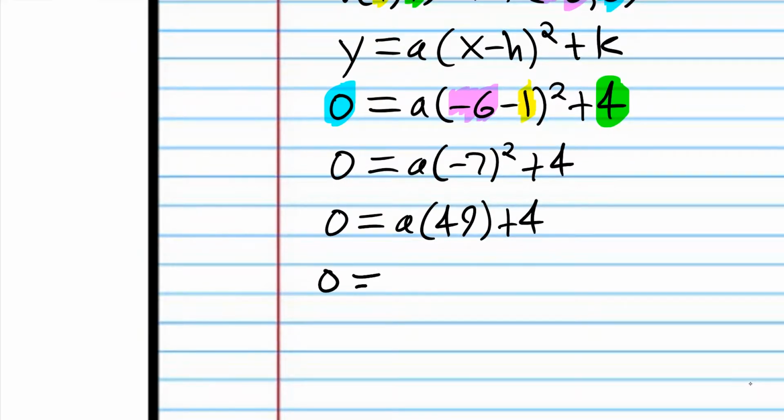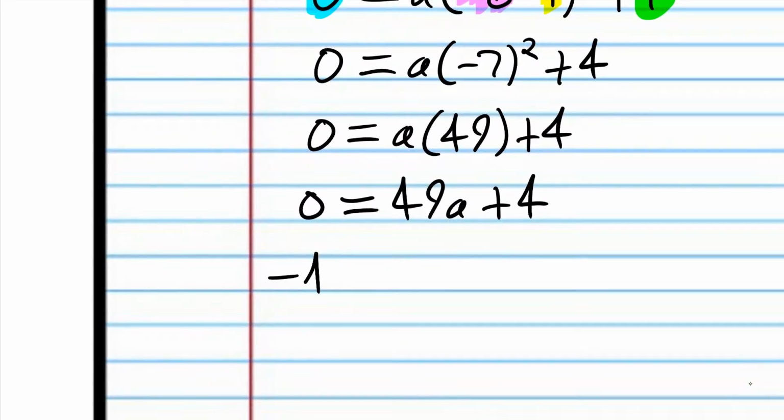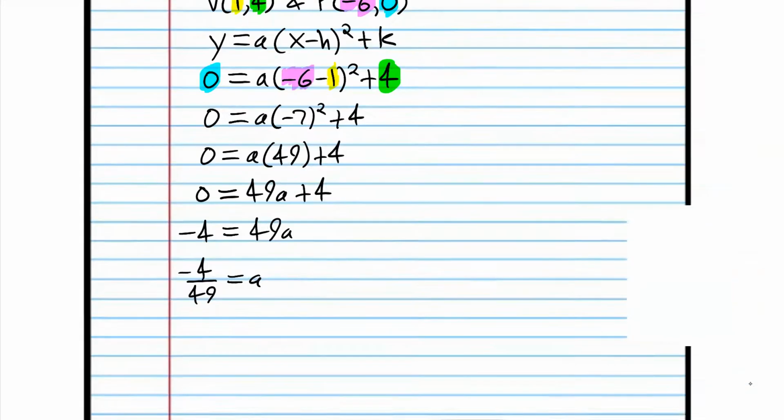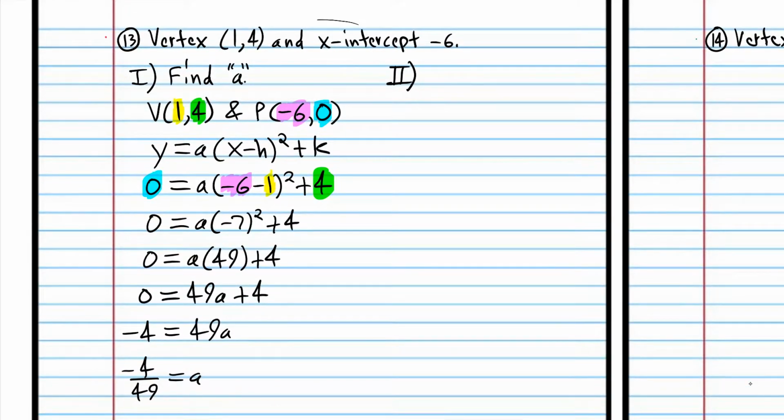And we really don't have to do this, but it just makes it look a lot more familiar if we put the coefficient to the left of a. So now we subtract 4 from both sides, divide both sides by 49, and we get -4/49 is equal to a. Now we want to find the equation of the parabola that has these characteristics up here. That's the whole point of the problem. And so we just need to plug in a and h and k.